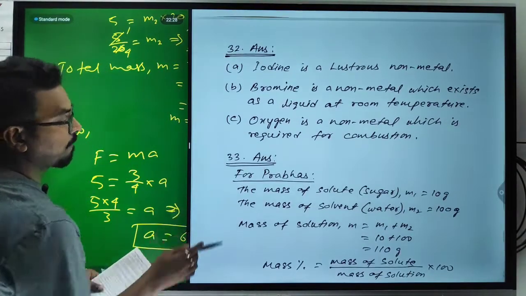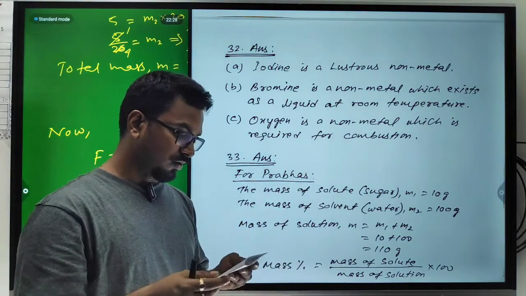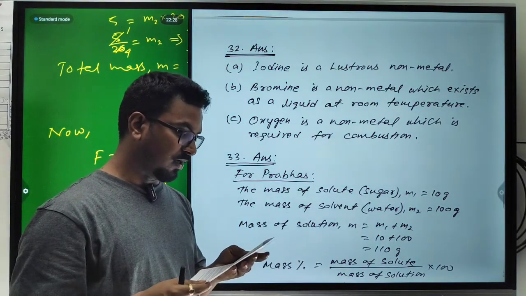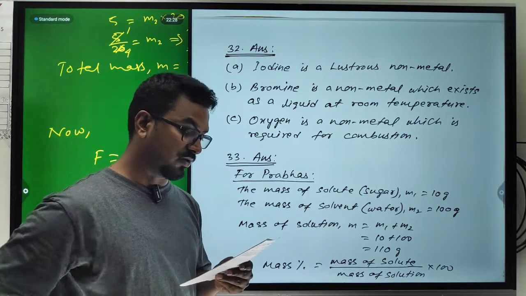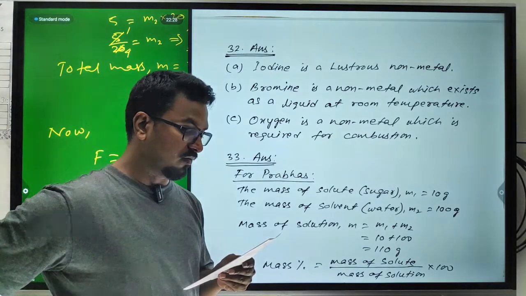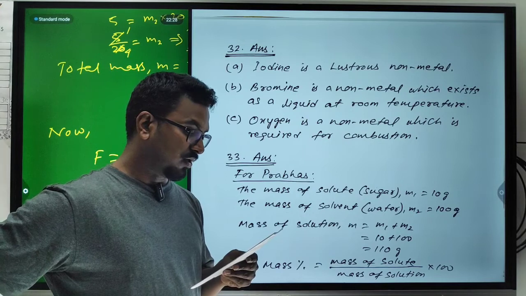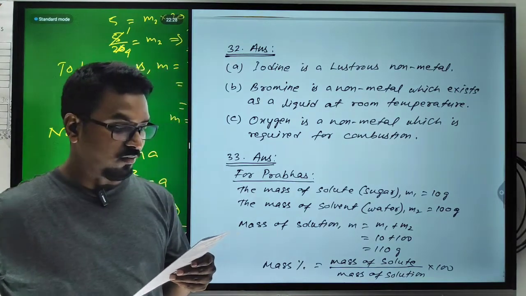Next question. Question number 32. Non-metals are usually poor conductors of heat and electricity. They are non-lustrous, non-sonorous, non-malleable and are colorless. But here the question is: name a lustrous non-metal.